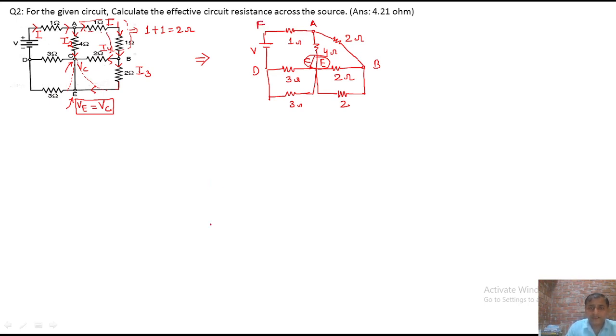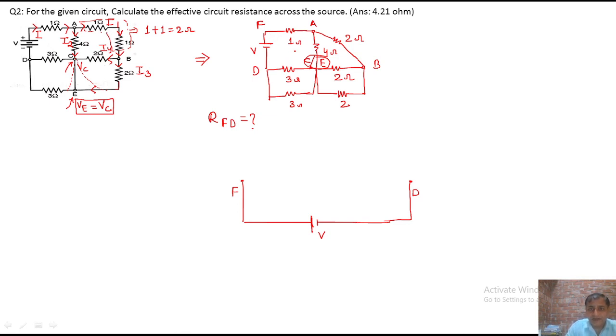So using the stretching method, find the overall resistance across the battery, meaning find the resistance across F to D. F to D means assume F on one side and D on the other side, and there is a battery between F and D of V volt. Start from F and reach the D point. How will we reach it?